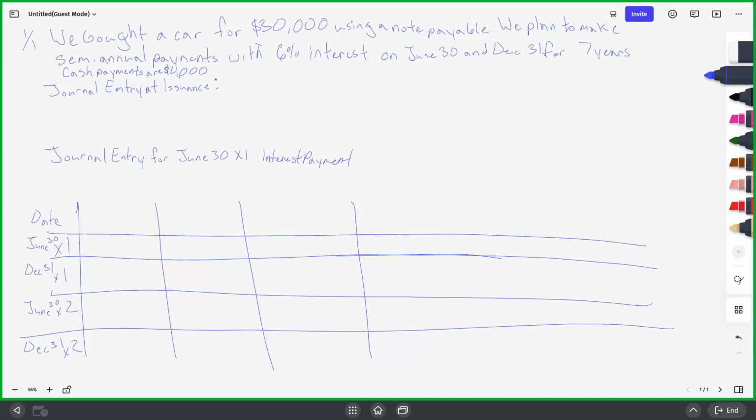What's the cash payment say? So the cash payments are 4,000. Okay, thank you. Yeah, of course. I know I kind of squeeze that one in there too.